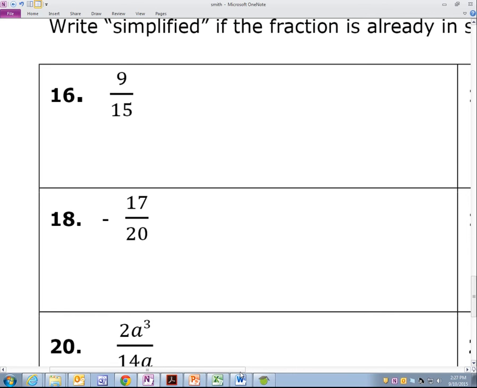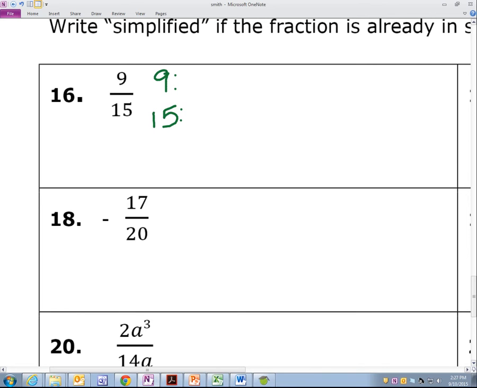So for this one, I'm going to use the list method, the list of the factors. So factors of 9. I'm going to write 9 here. I'm going to write 15 here. So this is method 1. Listing factors. So I know that this is going to be divisible by 1.